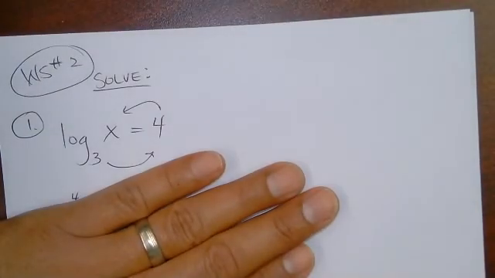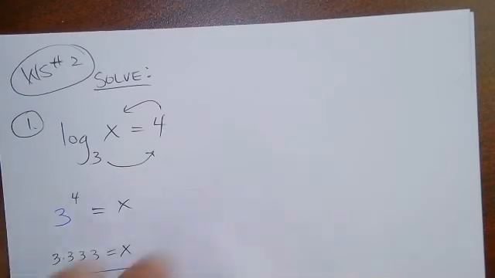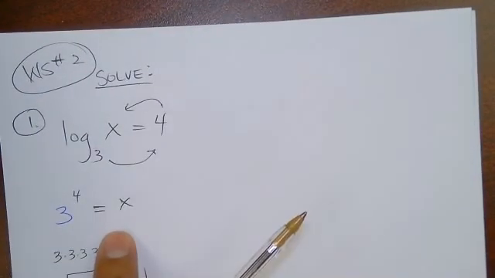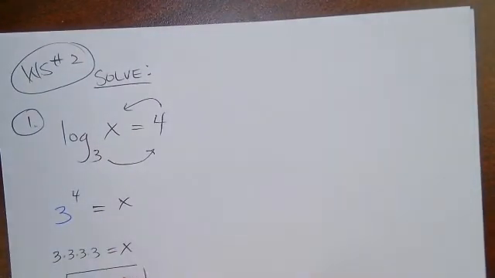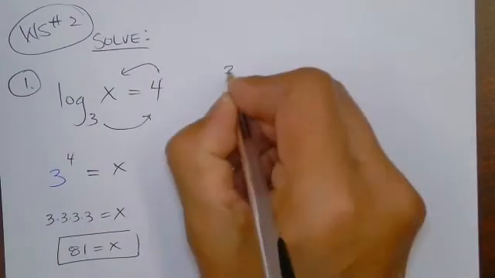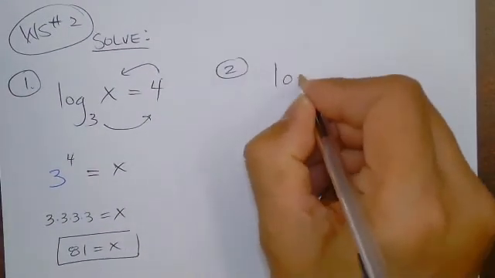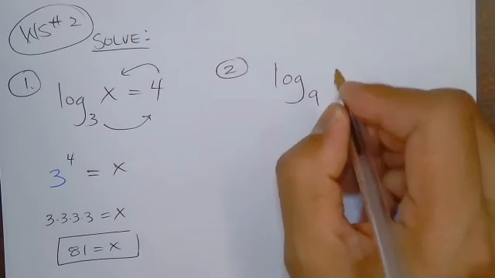Did anybody know the answer when I first wrote the problem and it was in logarithmic form? No, you didn't. You didn't see it. But when we changed it to exponential form, and then you solved it this way, okay, you got it. Okay, that one was kind of easy. Number 2, let's go number 2.